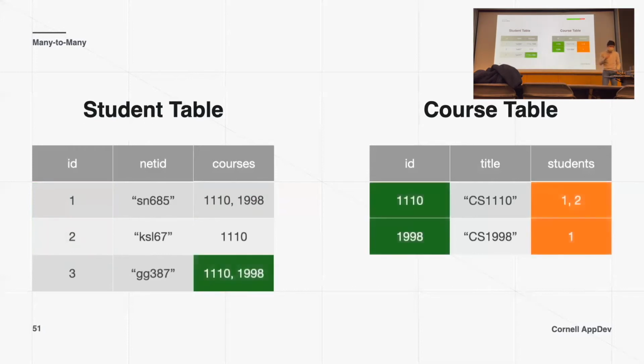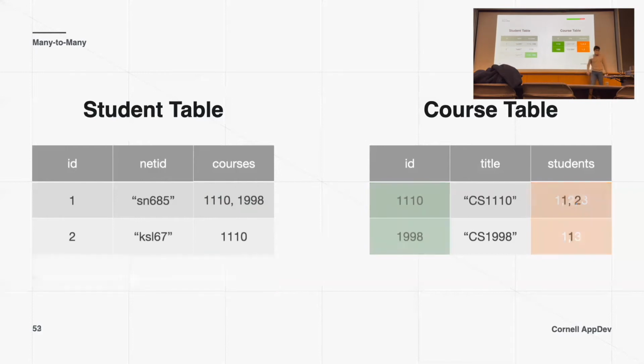Well, what happens? We want to insert him into these 2 entries of the courses table. Since we want this representation to be consistent, we have to add 3 to both of these lists. Make sense? Because Gonzalo has ID 3 and he's taking these courses, therefore we have to add him to this list.